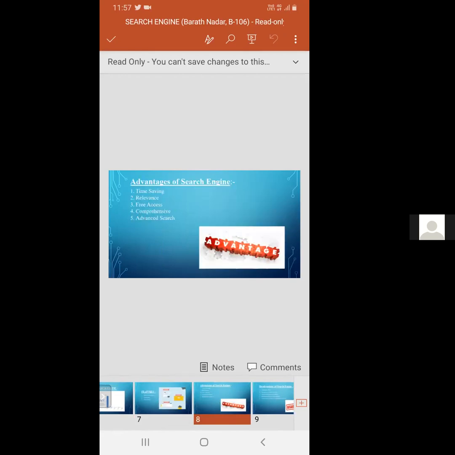Search engine, first of all, is a lot of time saving as it helps in easily completing a search work, and it is relevant, free of access, comprehensive, and advanced search options are enabled in most of the search engines today.